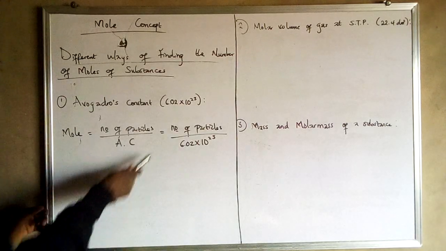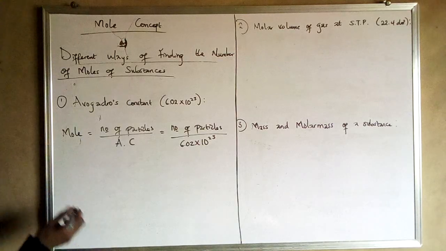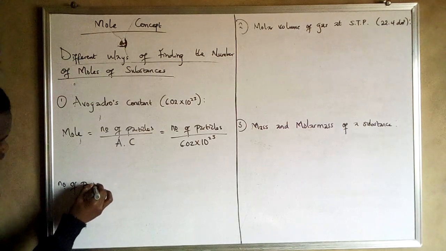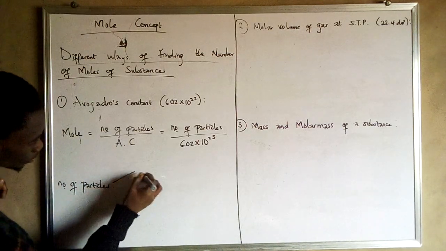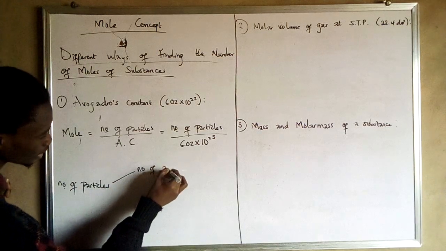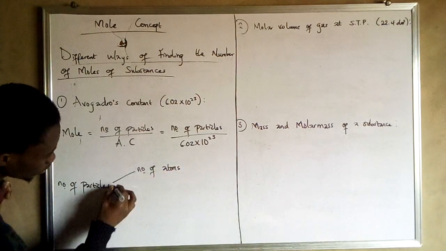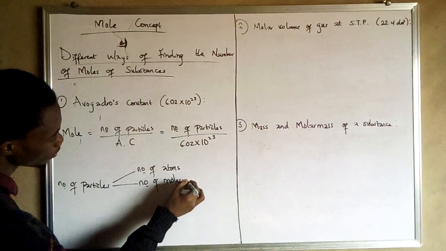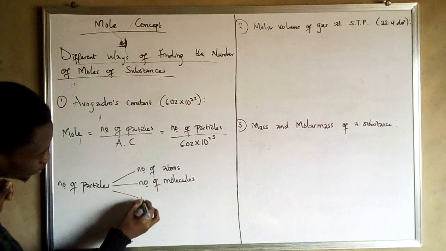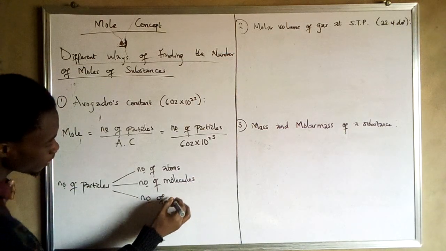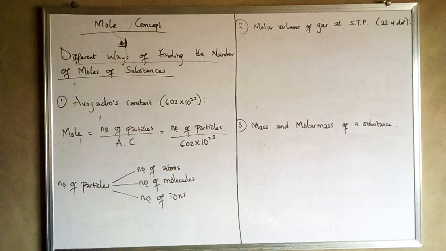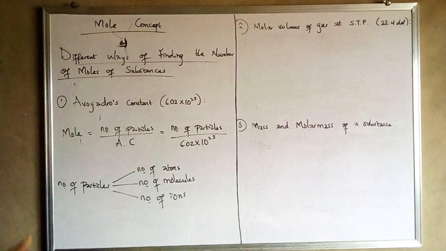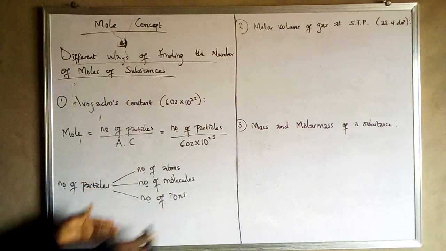Don't forget, in the question you must be given the number of particles, and the number of particles could either be number of atoms, number of molecules, or number of ions. Now, the number of particles could be one of the three: number of atoms, number of molecules, or number of ions.